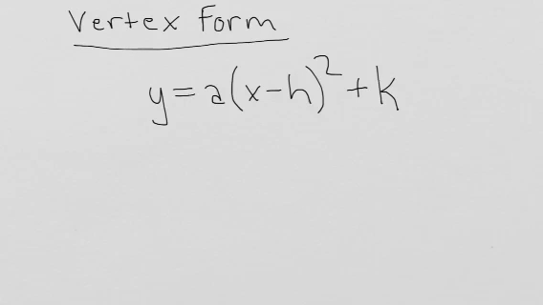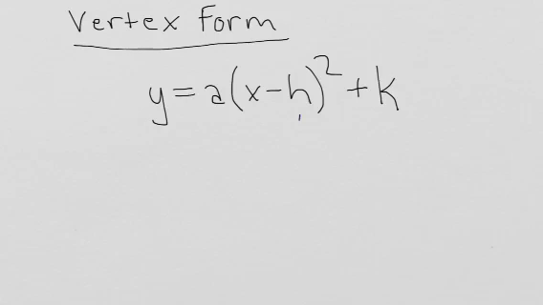Okay, we will now start with vertex form. Vertex form looks like this. It is y equals a, we then have a parentheses around x minus h. Finish the parentheses, we square that quantity, and then we add k. So here's what these letters are saying. Obviously x and y are the x and y we've always used.